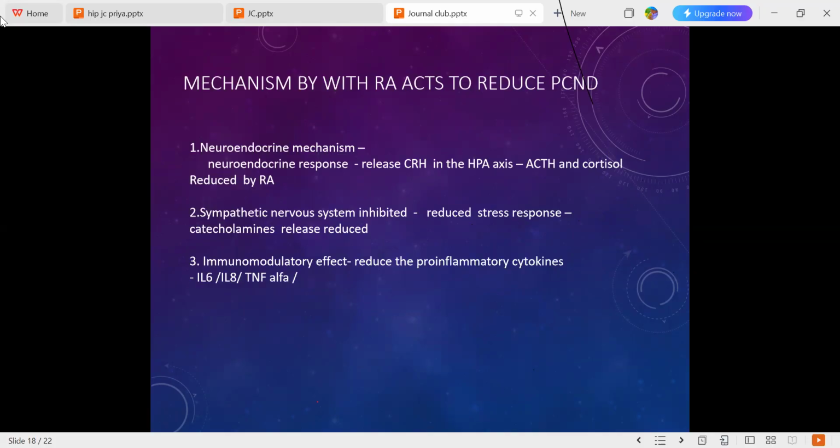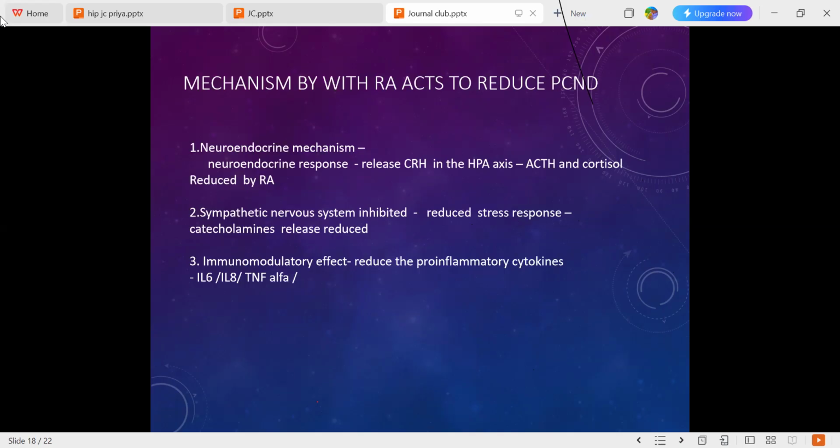one is the neuroendocrine mechanism. Usually a neuroendocrine response causes the release of cortisol releasing hormones, and it acts on the hypothalamus pituitary axis. And there is adrenocorticotrophic hormone release and cortisol release, which normally happens, and regional anesthesia acts by reducing this response.